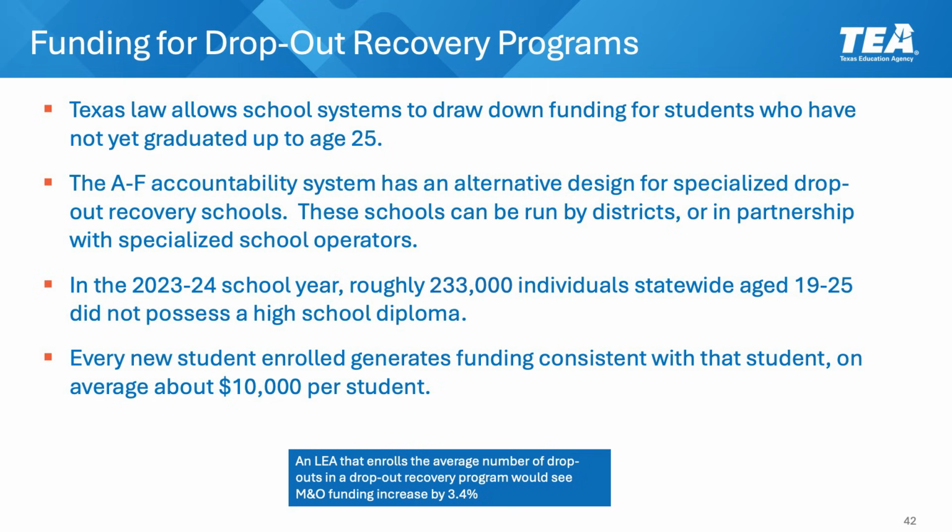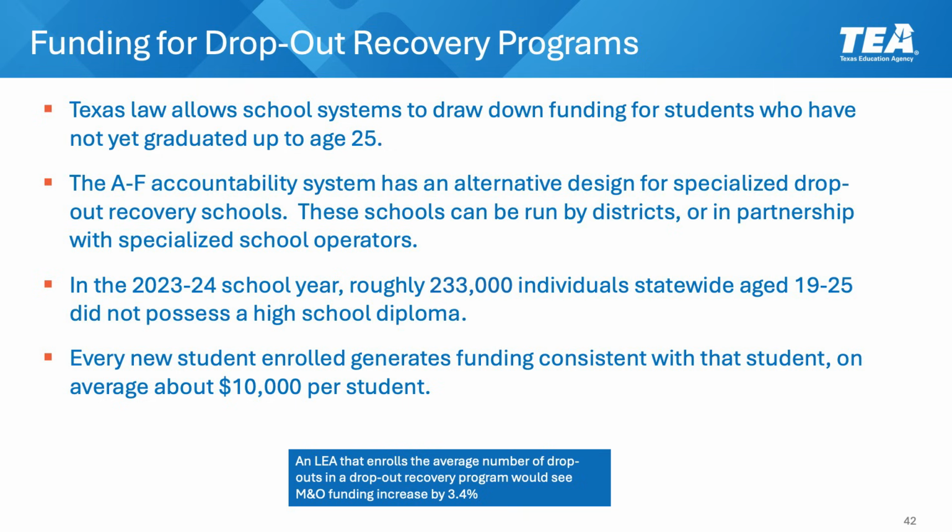Texas law allows school systems to draw down funding for students who have not yet graduated all the way up to age 25. In the A through F accountability system, there's an alternative design for specialized dropout recovery schools, but these schools can be run by districts, or they can also be run through a partner with a specialized school operator. For reference, in 2023-2024, there were about 233,000 individuals statewide aged from 19 to 25 that did not possess a high school diploma.